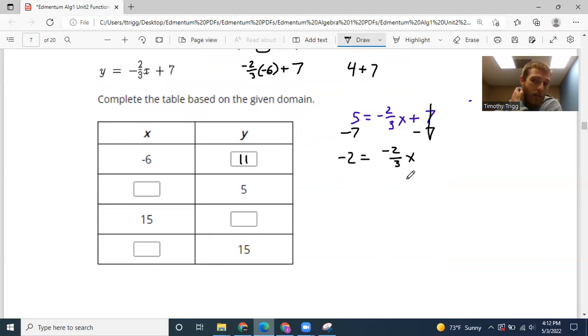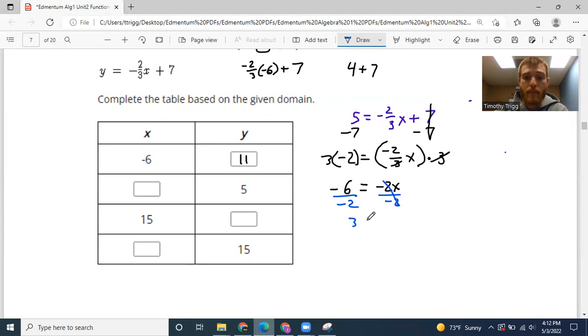Okay. Whenever I see a fraction, one thing I could do is just multiply by the denominator. So in this case, I'm going to multiply by 3. That cancels my denominator. Then I multiply this side by 3 as well, giving me negative 6 on the left equals negative 2x on the right. Lastly, to get x by itself, I divide by negative 2, divide by negative 2. This gives me 3 equals x.